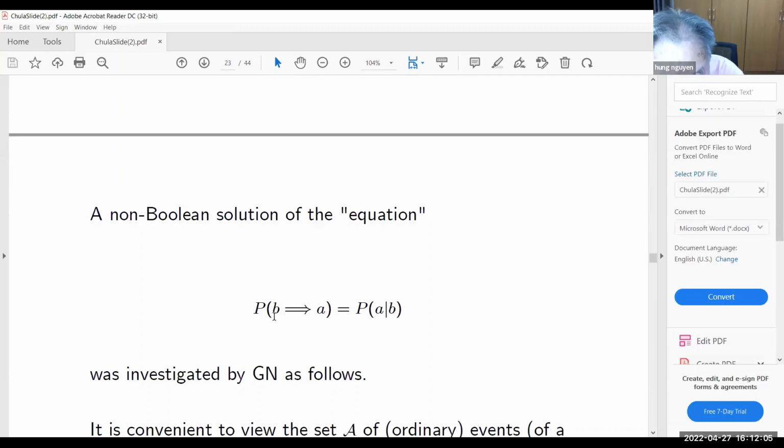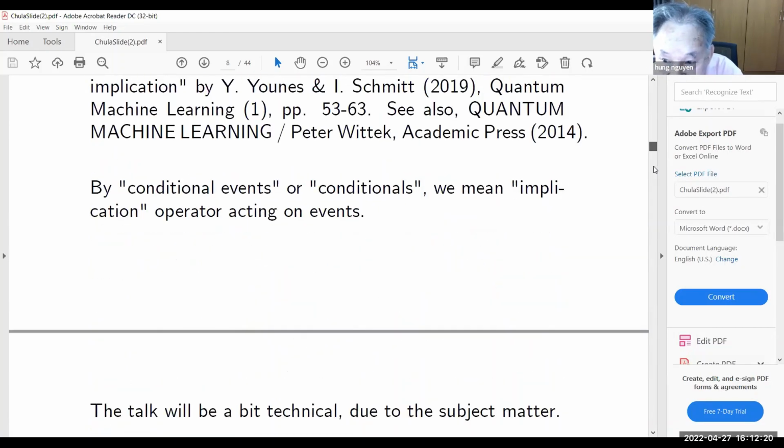The problem is how you define the solution of this equation. What is B implies A? In classical logic, we had a solution. Okay, I give you the solution in classical logic.